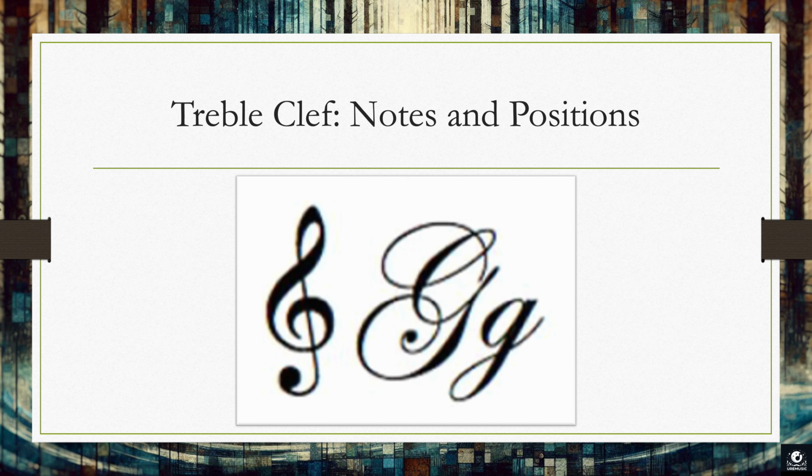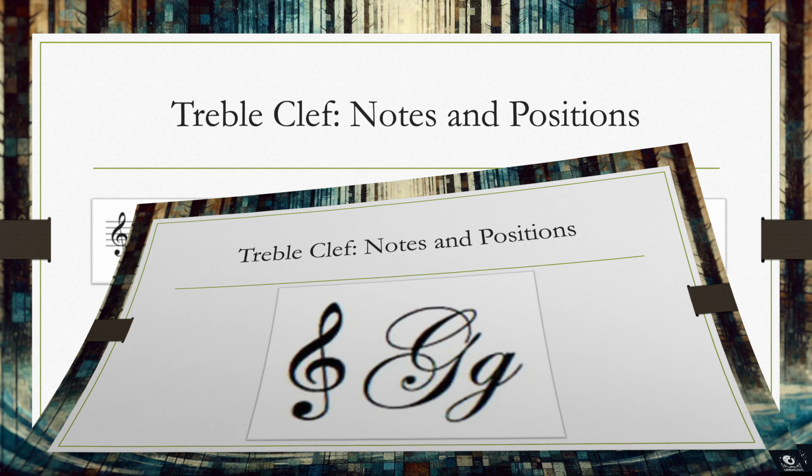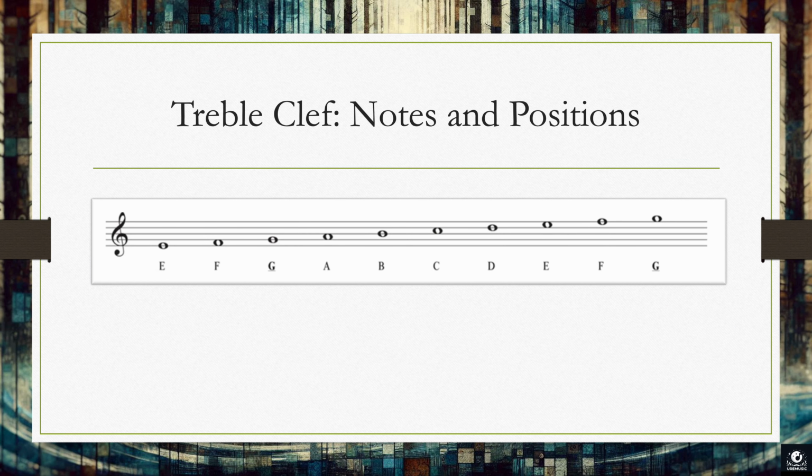To identify notes on the staff, you only need to know the position of just one note. From there, the notes follow the alphabetical sequence from A to G and then start over again on A. Instruments like the violin, flute, and trumpet commonly use the treble clef.